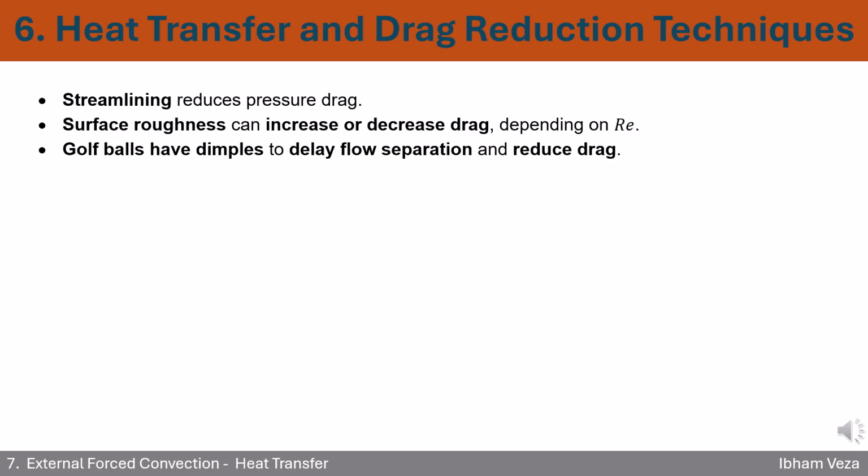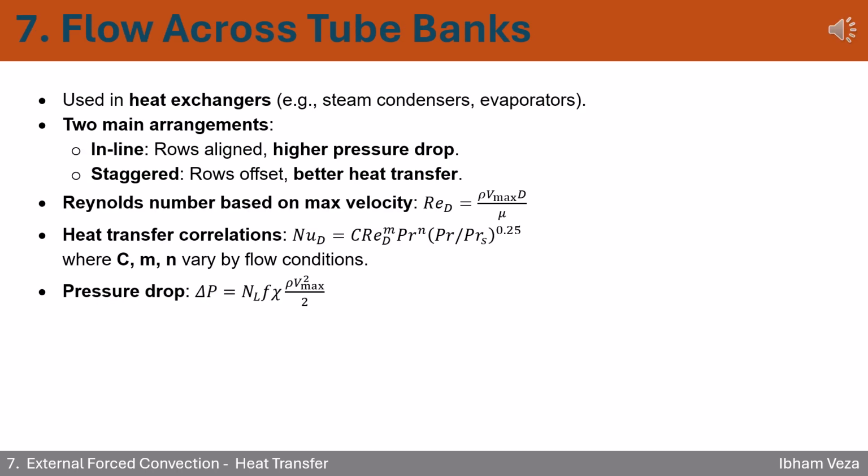In short, engineers play with shape and surface texture to make things move smoother and transfer heat better. Small tweaks can make a big difference. 7. Flow across tube banks, one of the most practical topics in heat transfer. Tube banks are everywhere in industry, inside heat exchangers like condensers and evaporators. The way the tubes are arranged makes a huge difference.